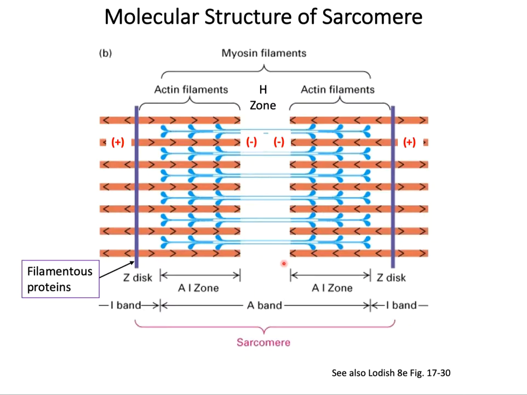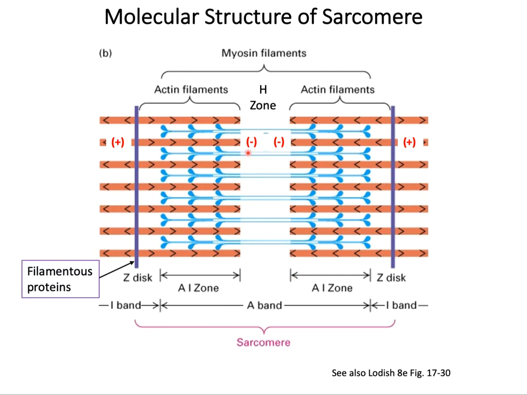Here is a diagram of a sarcomere showing the individual proteins. The Z disc is shown here in purple, and one sarcomere goes from one Z disc to another Z disc. Inside this sarcomere are actin filaments, which are shown in red. I want to point out the orientation of the actin filament. The plus end of the actin filament is interacting with the Z disc, and the minus end is free here in the H zone.